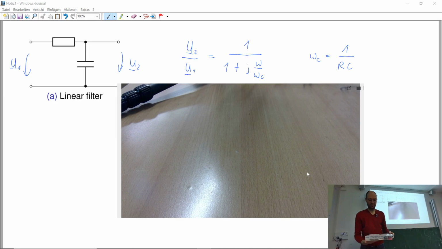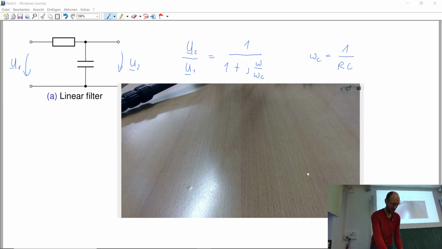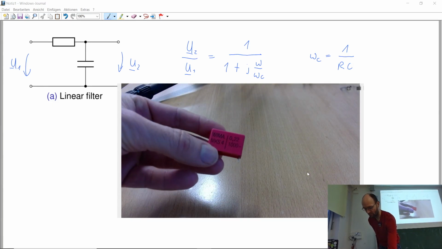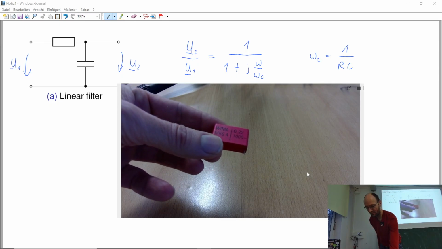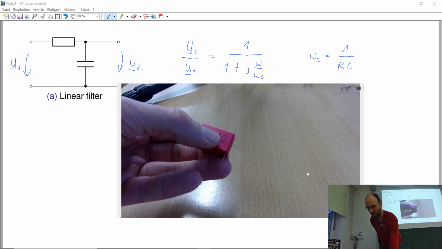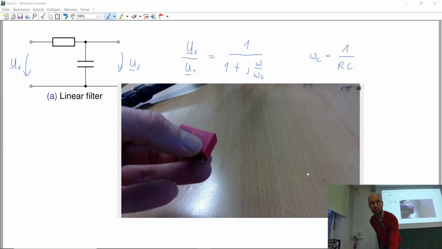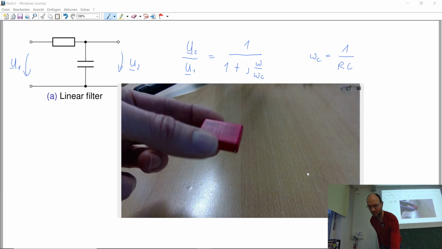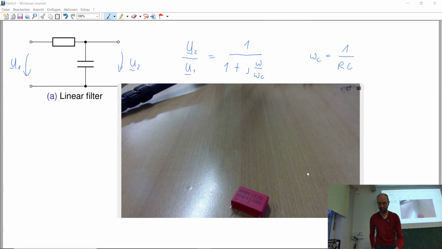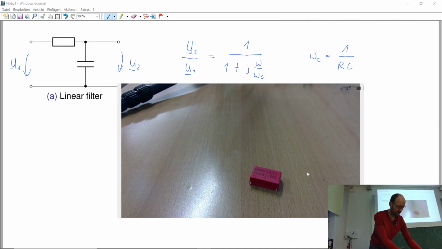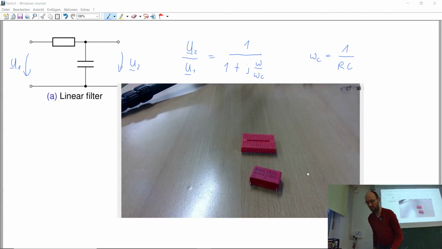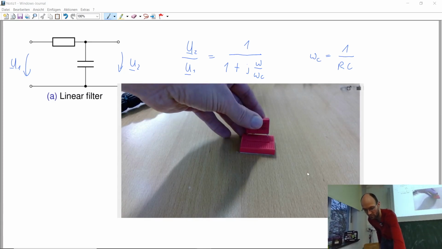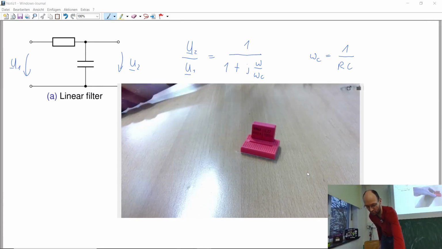And so, as usual, I have several boxes with equipment here. What we need at first is, of course, some capacitor. And I have a rather large and bulky capacitor here. I think this should have 0.22 microfarad as capacitance. And I think the 1000 is because it could withstand up to 1000 volts. And so to build up this simple filter, I have a breadboard, and the first thing that I could do is connect this capacitor to the breadboard.